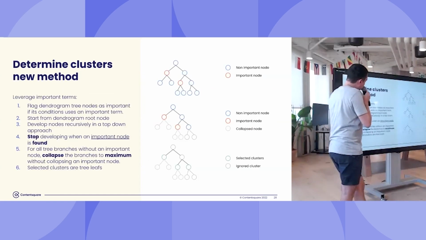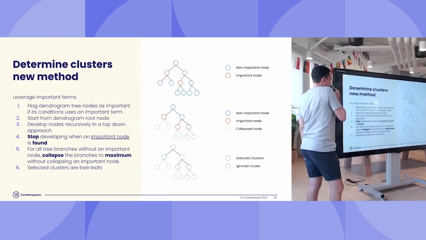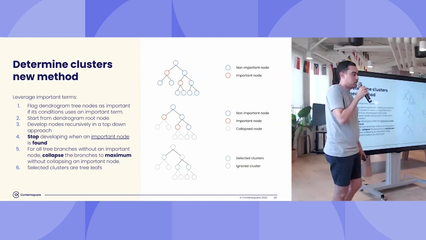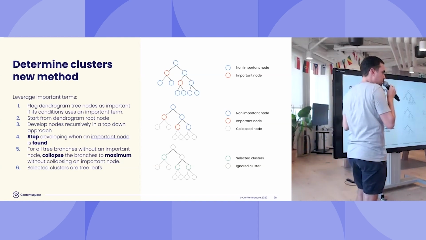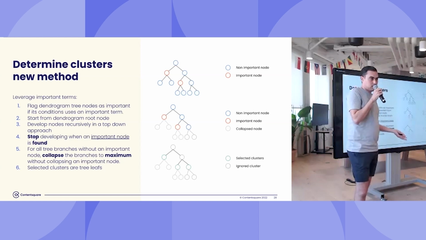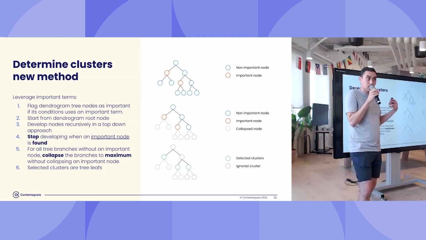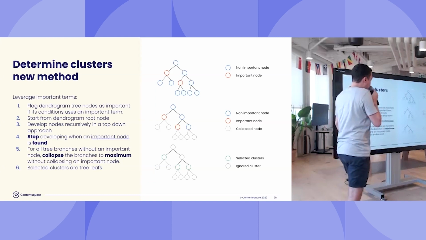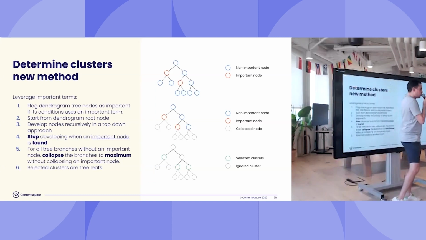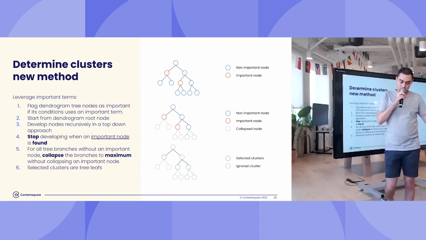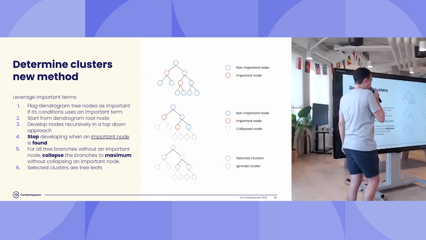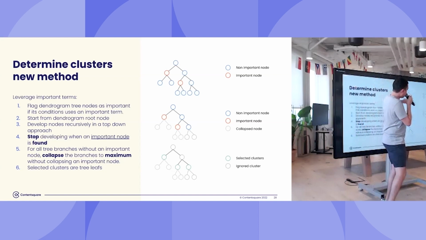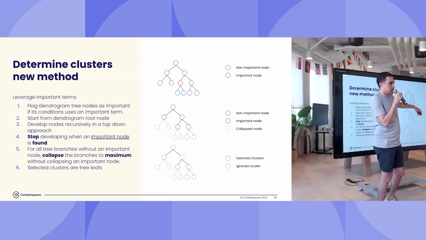Another way to use the website important terms is in the determination of the clusters from the dendrogram. The idea is to say, if I have a cluster and that cluster has conditions that use important terms, this cluster means something, so I want to keep it. The important nodes in the dendrogram are going to be clusters that have conditions that use important terms, and the idea is to catch the important nodes that are highest in the tree.